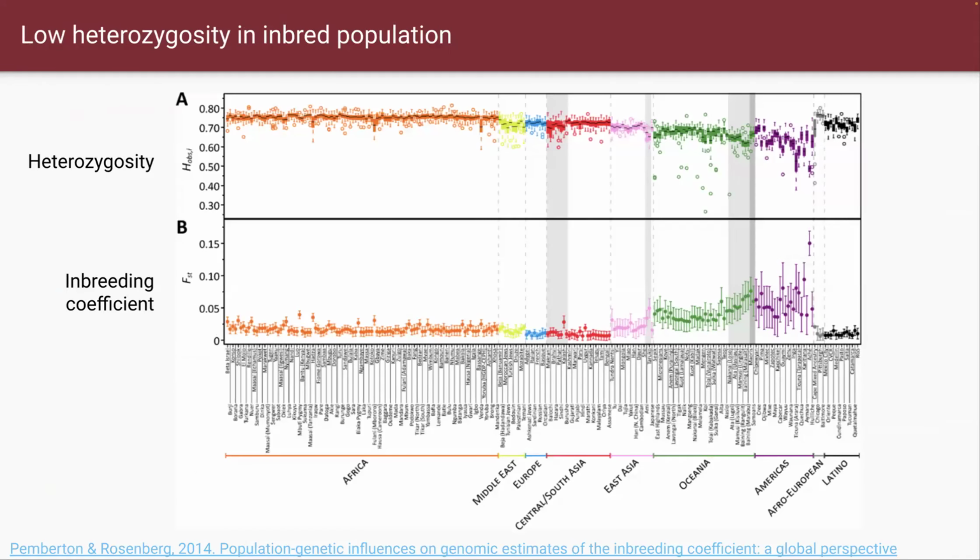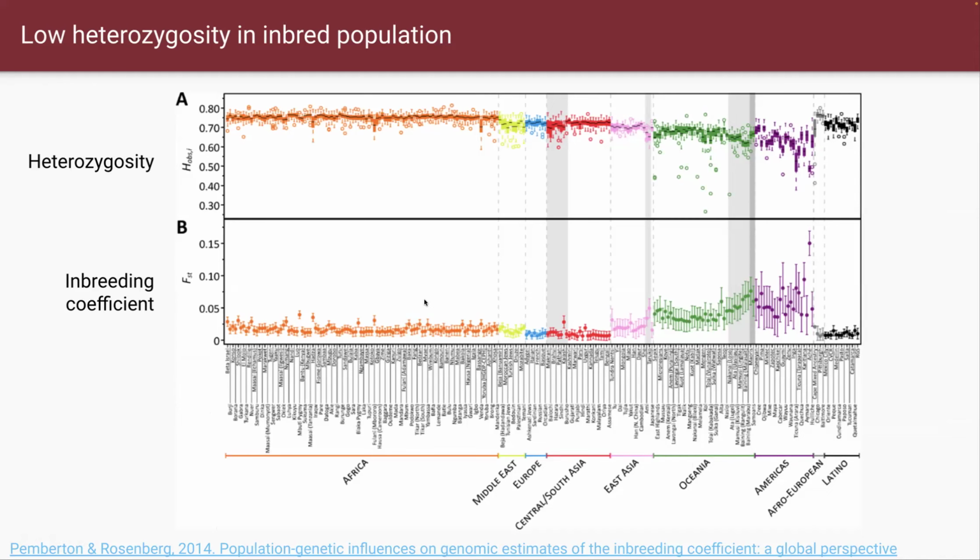Okay, so now we have the inbreeding coefficient, we have the heterozygosity, we have the runs of homozygosity, and we can see how these things play out in a real human data set. This is the paper from Pemberton and Rosenberg in 2014. I really love this paper. They measured different populations from Africa, the Middle East, Europe, Oceania, America, and Latino. They used microarray and measured the heterozygosity within each population.